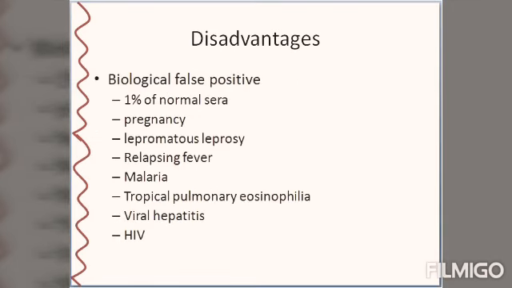And it is having some limitations. First one, it shows biological false positive. If you are using 1% normal sera, and also in certain clinical conditions such as pregnancy, lepromatous leprosy, relapsing fever, malaria, tropical pulmonary eosinophilia, viral hepatitis, and HIV. In all these conditions, this VDRL shows false positive result.